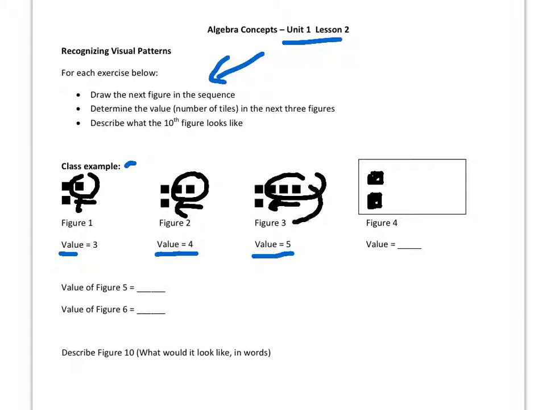So those 3 match up with the figure number. Those 2 match up with the figure number. So figure 4, I'm going to put 4 squares up there. 1, 2, 3, 4. And I know, sorry, they're not perfect. But we have then, let's see, 1, 2, 3, 4, 5, 6. 6 is our value. So you could look at this also and say figure 1 has 3, figure 2 has 4, figure 3 has 5, figure 4 has 6. So I'm adding 2 to the figure number each time. So figure 5 then has 7, and figure 6 has 8.